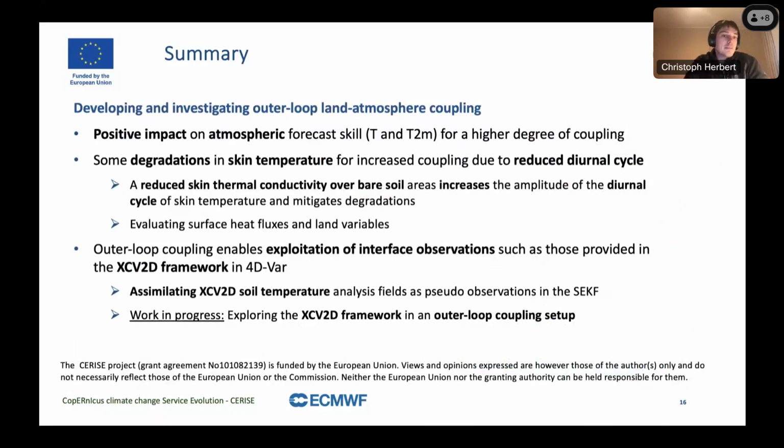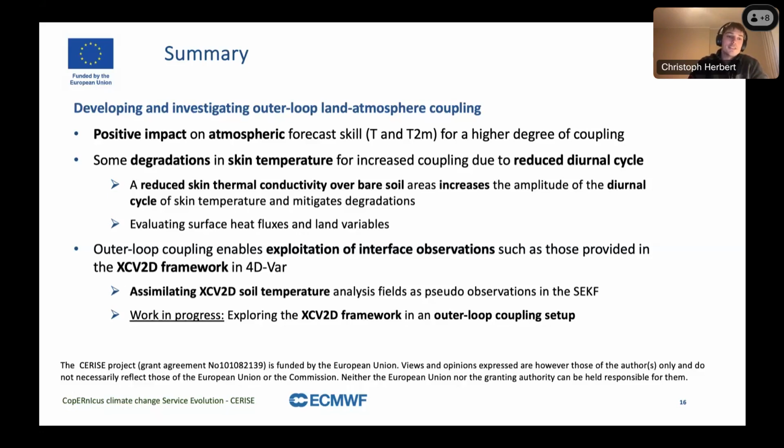And lastly, to give a summary on the development and investigation of the outer loop land atmosphere coupling, the main message is that the atmosphere likes it. We have a positive impact for the temperature especially here, but we also saw some degradation, so we cannot increase the coupling more and more. We have to investigate what is going on when we get some degradations. And this was a nice example of parameter estimation and how we can estimate a model parameter using our data assimilation system.